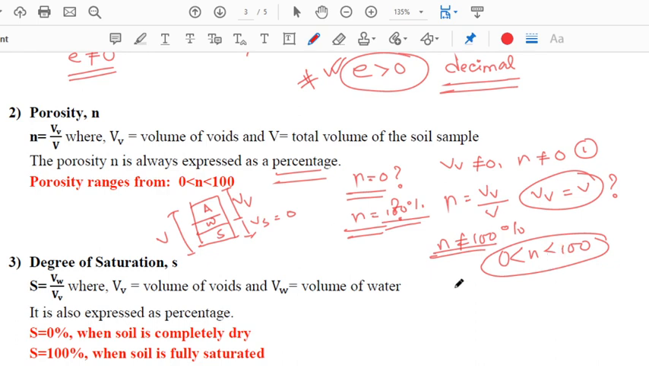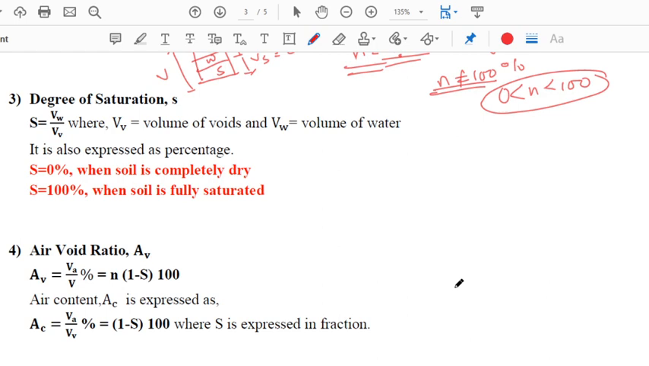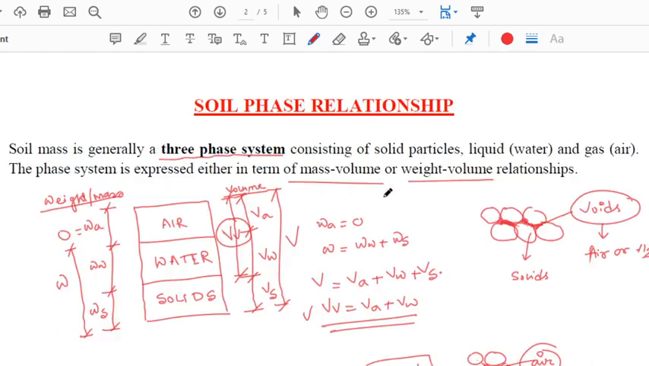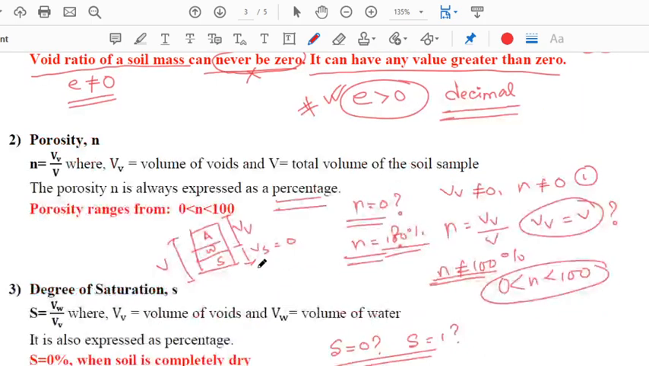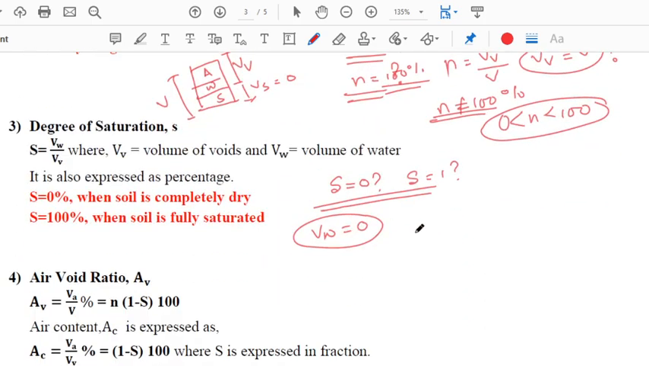Fine. Let us move on to the degree of saturation. So degree of saturation is the ratio between the volume of water and the volume of voids. The same question will persist here also. Can S be equal to 0? Can S be equal to 1? And what is basically the value of S which will persist? Okay, so volume of water can be equal to 0, which I already told you in my last discussion. If the volume of water becomes equal to 0, then it becomes a dry soil, right? So this is possible.